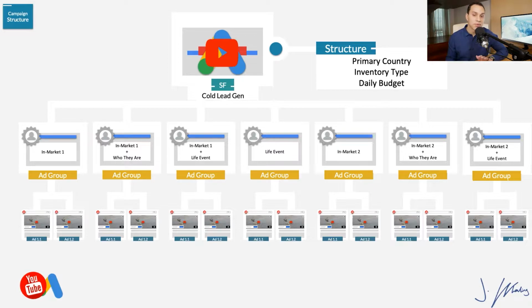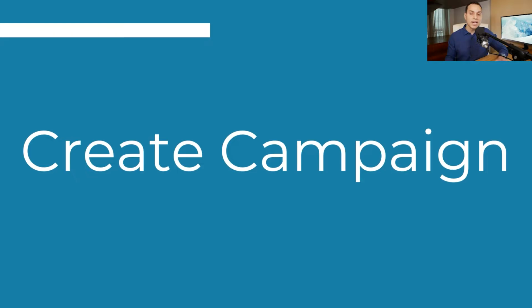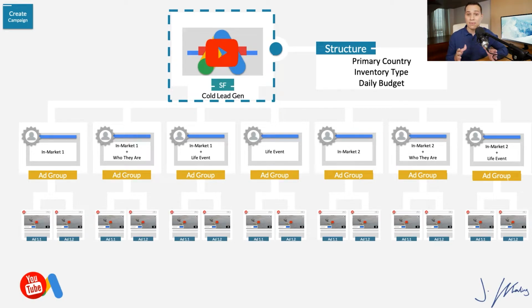When it comes to the number of ad groups you can have, I recommend 7 or less, so that is 7 targeting options or less per ad group. With that introduction out of the way, let's go ahead and create our campaign. I'm going to assume that you already have a Google Ads account. If you don't, just search Google Ads account, and you can set one up for free.